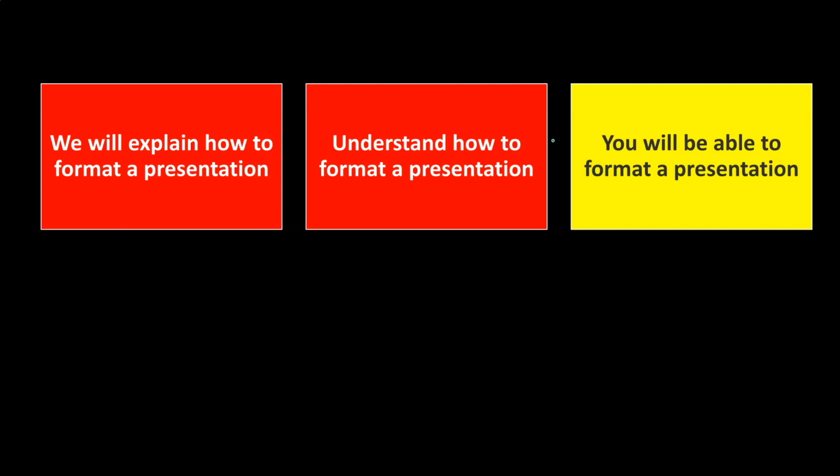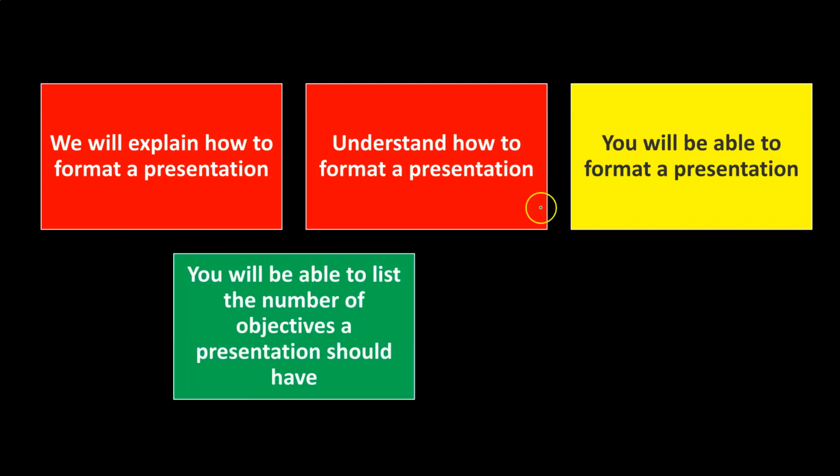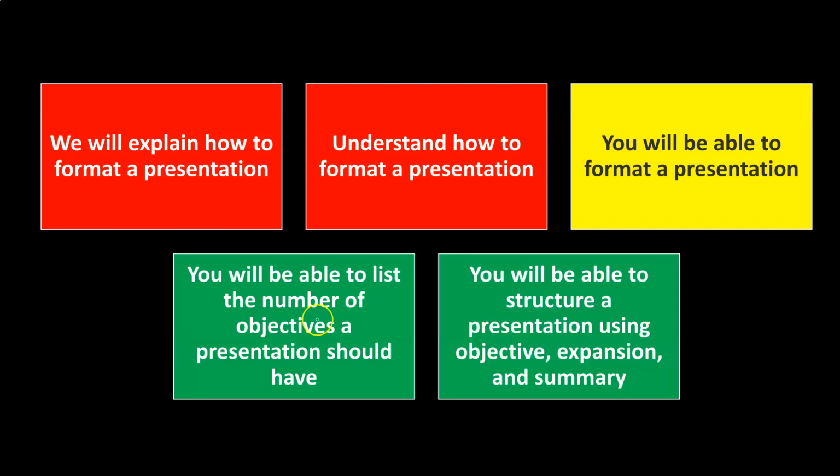Now, you can even get more specific than that, though. Still, you might say the objectives are more specific and say you will be able to list the number of objectives a presentation should have. So that's much more testable, right? You could ask just a multiple choice question. Basically, how many objectives should you have in a typical presentation? 1 to 3, right?